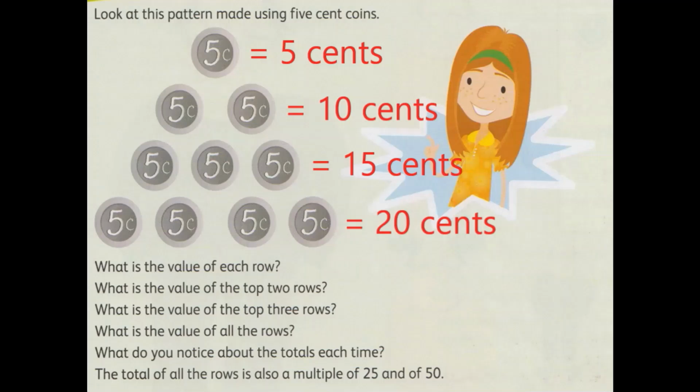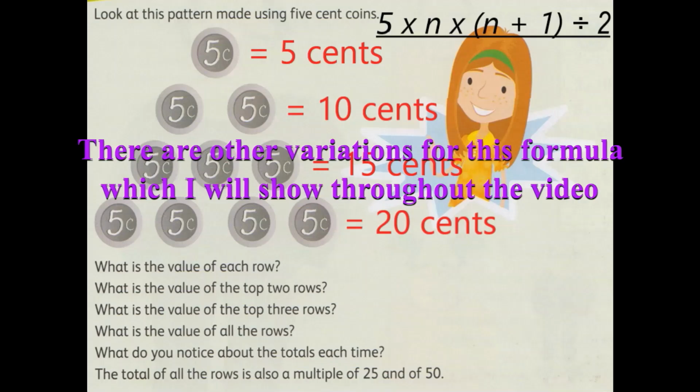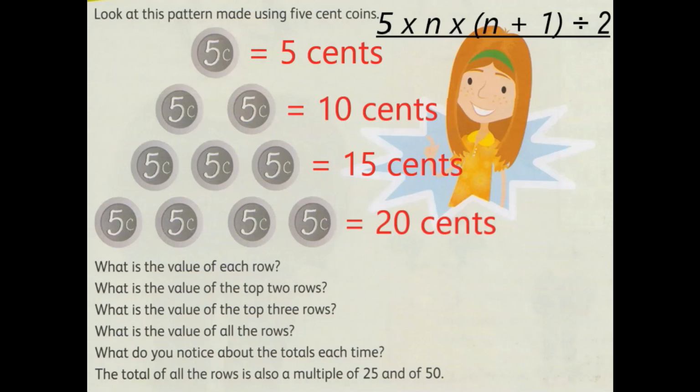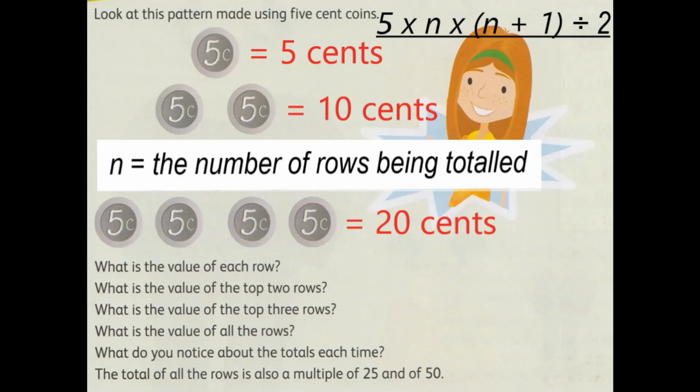So looking at the second question, it says, what is the value of the top 2 rows? For the top 2 rows, I'm going to use a formula to figure out the value. The formula that I'm going to use is 5 times n times n plus 1, divided by 2. Now, the n will represent the number of rows that the question is asking. If you're still not understanding what I'm trying to accomplish, let me show you with the actual numbers.